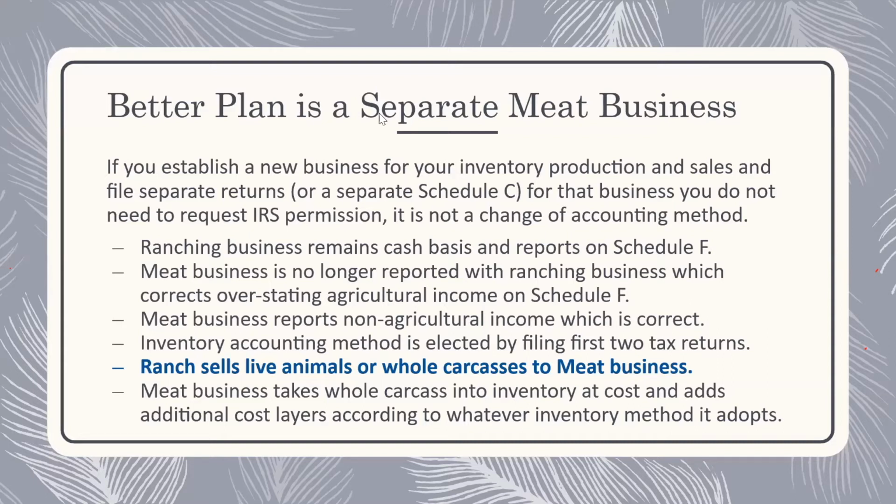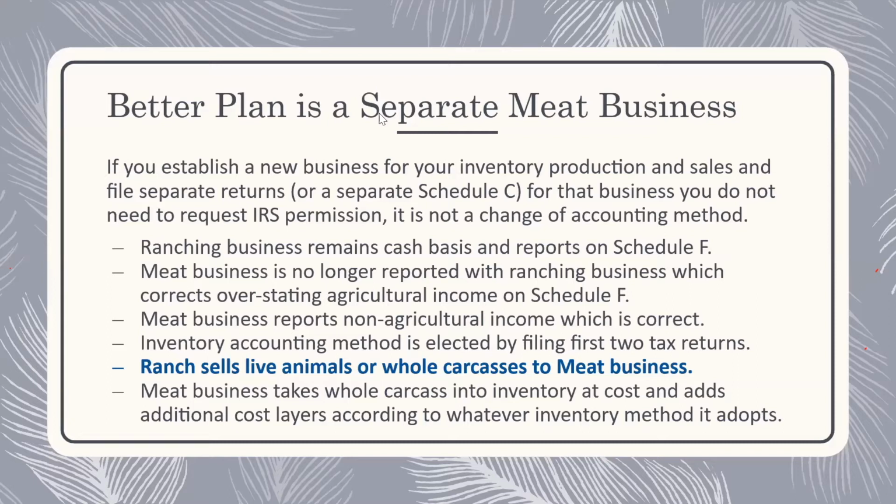So the ranching business is going to remain a cash basis business and it's going to report on Schedule F. The meat business is going to become a new business and it's going to file its first tax returns correctly, and it's not going to report on Schedule F because it's not farming or ranching. It's going to report non-agricultural income. This is correct. If you're already reporting meat income in with livestock income, you've already got a few other little problems that aren't tax problems, but you're basically over-reporting your agricultural income, which can get you in other kinds of problems with other programs.